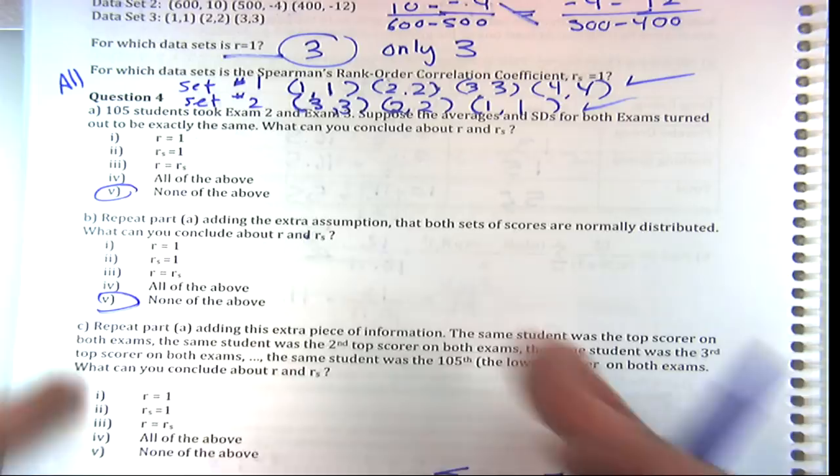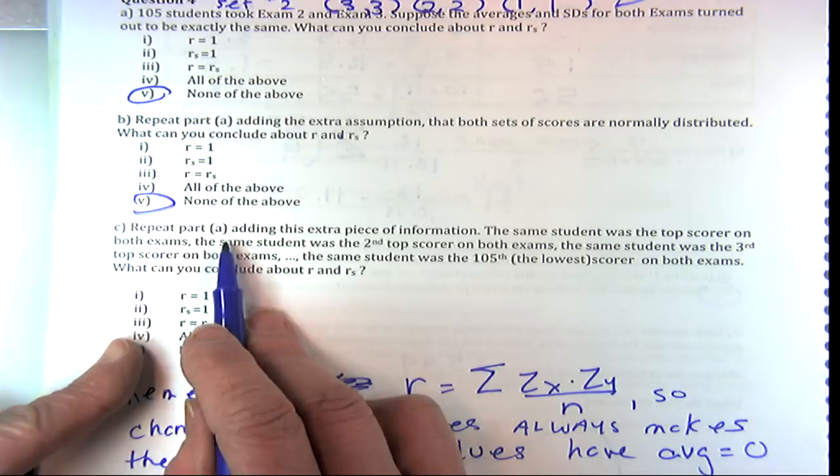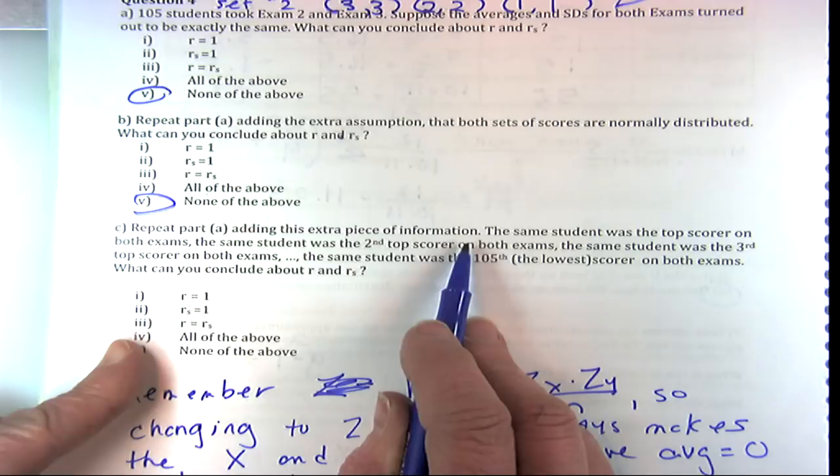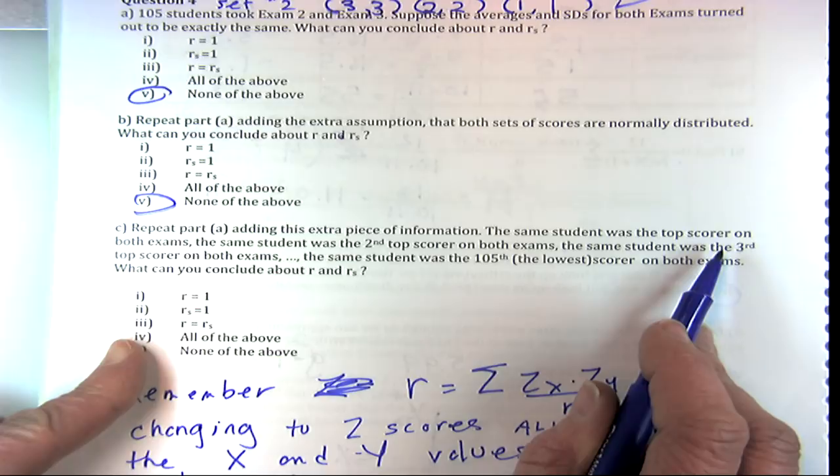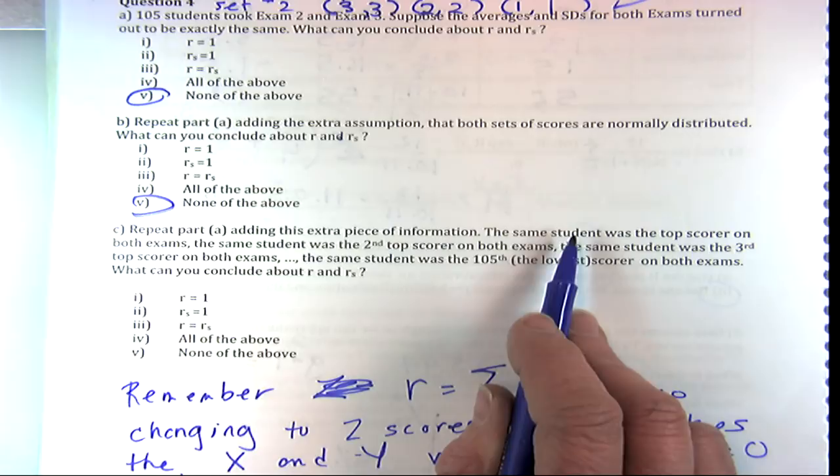So now, repeat part A, not assuming they're normal, that they have the same average and same standard deviation, but adding this extra piece of information. The student who was the top score on both exams, the same student, ranked number 1. So when you change them to rankings, every student has the same ranking on each. They're ranked the same way.